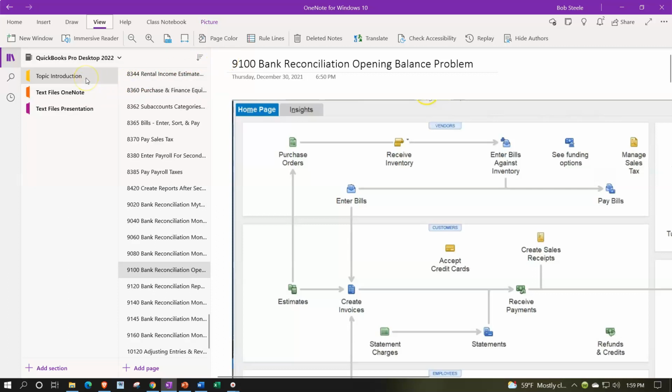Topic introductions are designed to give an introduction to the topic, provide screenshots and links where applicable, and give accounting background to complement the presentation. They can be used to follow along if you don't have access to the software at that time.